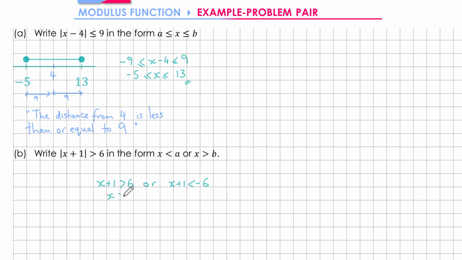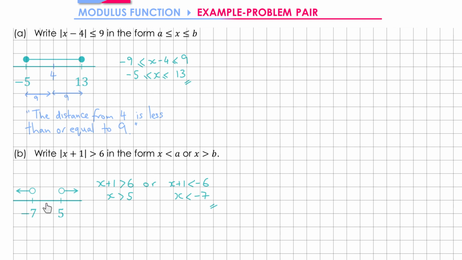We subtract 1 from both sides here, and the same here, to get our answers. Again, let's have a look at this on a number line. We have any value bigger than 5 or any value less than minus 7.